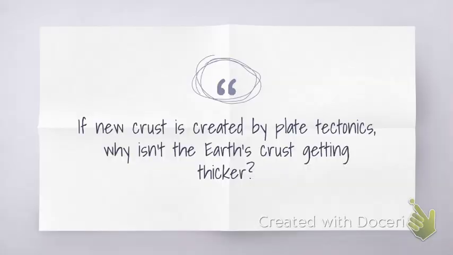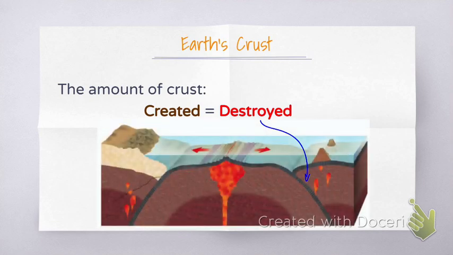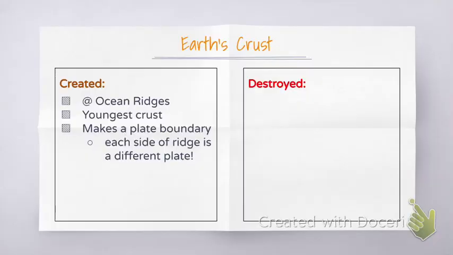If new crust is created by plate tectonics, why isn't the Earth's crust getting thicker? The reason is because it's created at the same rate that it's destroyed. So it's being created here at the ridges and then being destroyed in the subduction zones in the trenches. So it balances out. All right, so you've got crust being created at ocean ridges. That's where the youngest crust is because it's brand new.